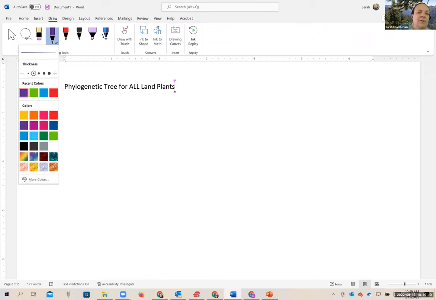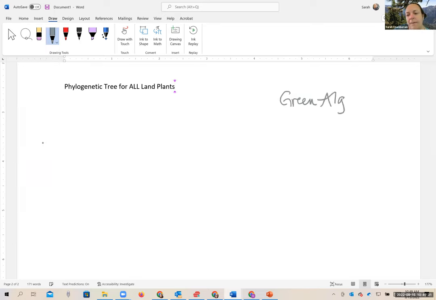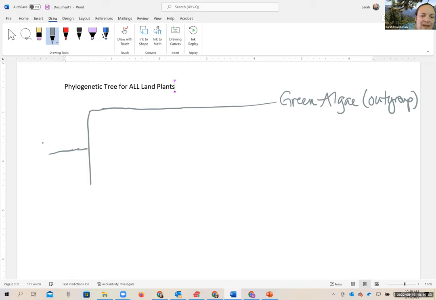we're going to draw it in black for a bit, or dark gray. Okay, actually, I'm going to be fancy. So we've got our green algae, and I'm doing them in gray because they're our out group. So what that means is that they are our closest relatives to the group that we're concerned about that are not members of the group. Okay. So this is the ancestor back here to the green algae plus the plants. Okay. Actually, I'm going to do this. Nope. Change to black. Okay.